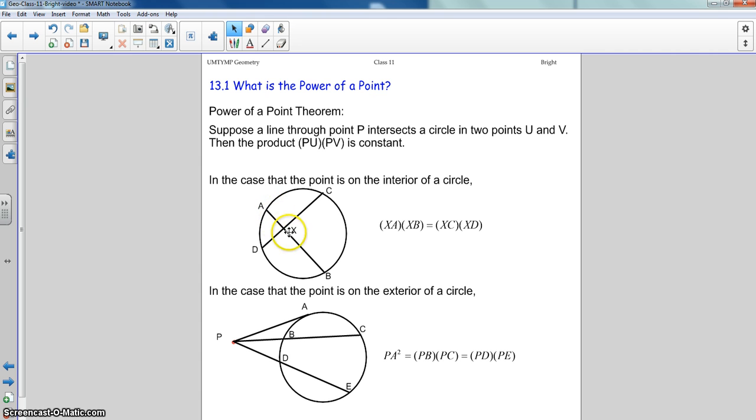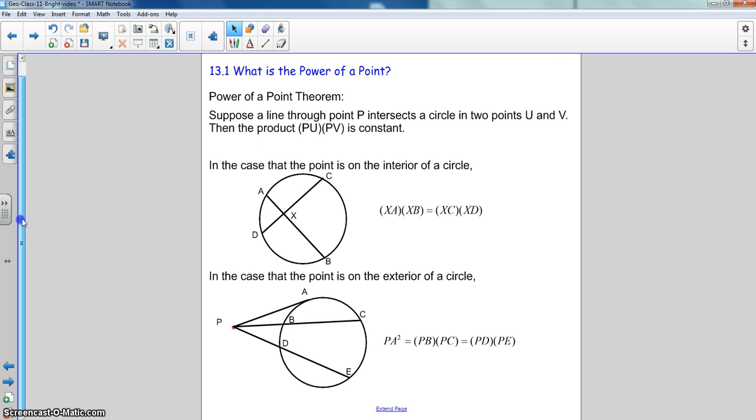So if it's inside, we can break it up as the product of the length of the shorter portion of the chord and the length of the longer portion of that same chord, and that should be equal to, for a different chord, the length of the shorter piece times the length of the longer piece. So that product will always remain constant. And then similarly, if we are on the exterior of the circle, it changes, but not too much.